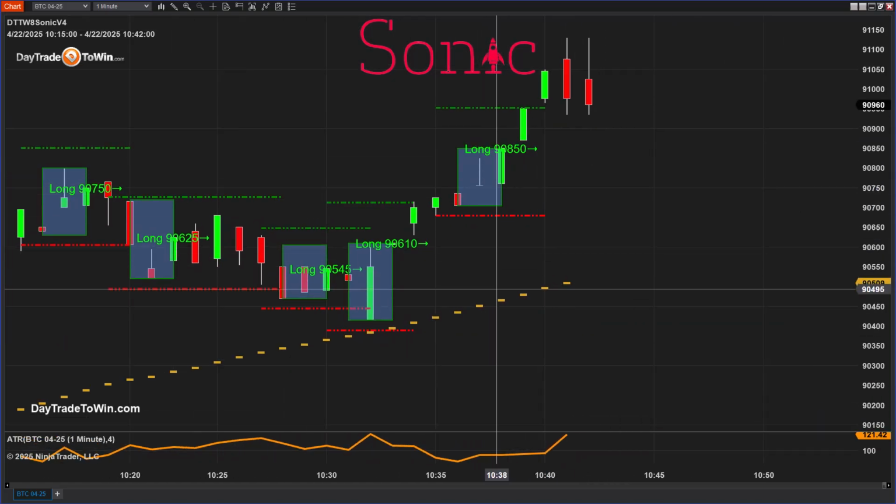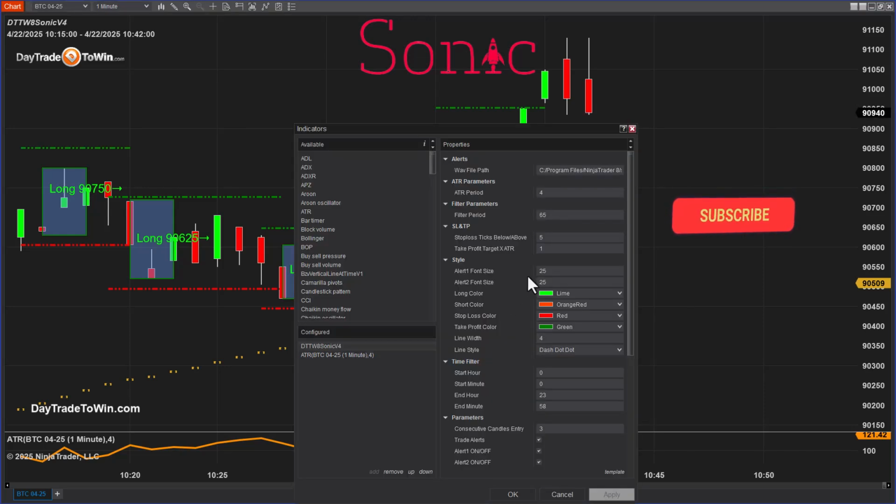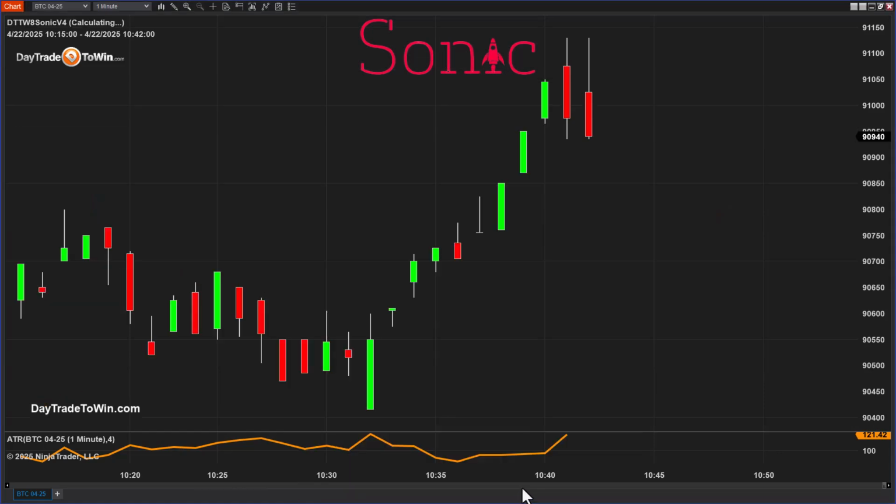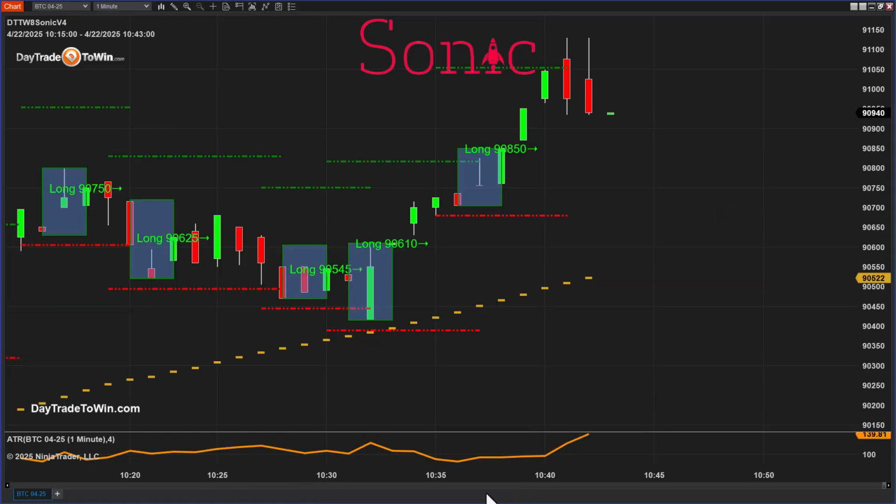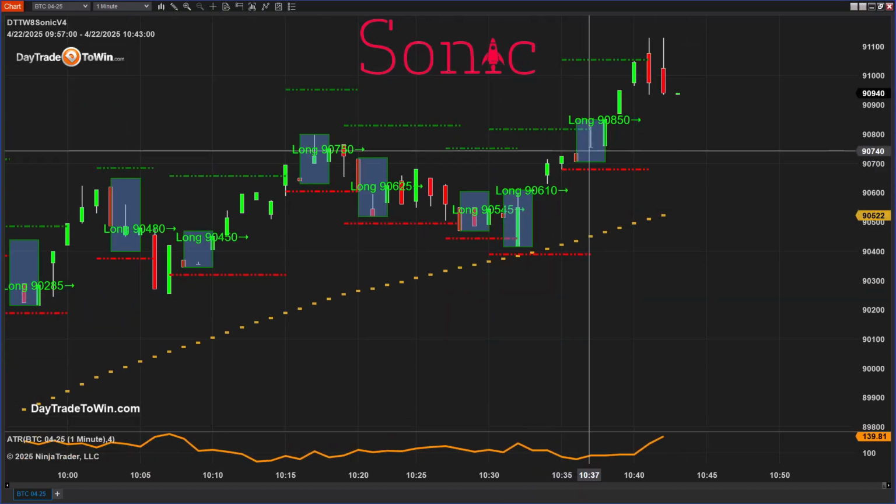And again, if you do want to make the targets larger to make that risk to reward ratio a little bit better, I'll just change that to making the target 2 times the ATR. And you can see what it looks like. We'll have some less signals, but the signals are for much larger profit targets.